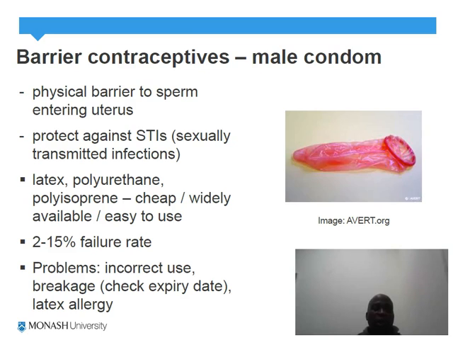When talking about breakage, it's important to check the expiry date, because if you use an expired condom, it means that the latex has lost its elasticity and becomes weak. It can break under any physical pressure. And then, of course, there is what we call latex allergy. Some people are allergic to the rubber latex, which is the material that the condom is made from.